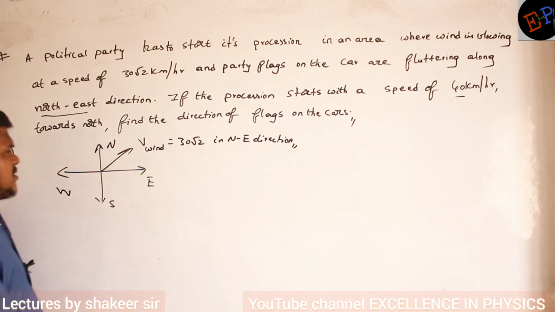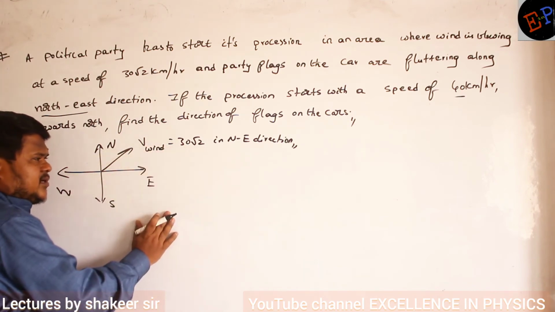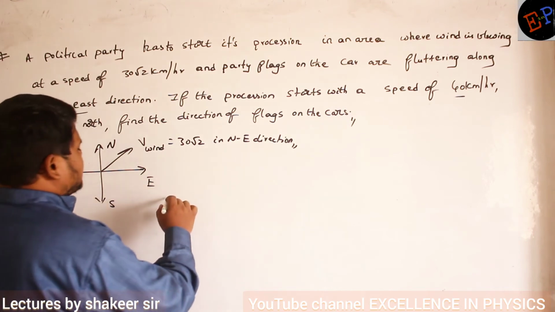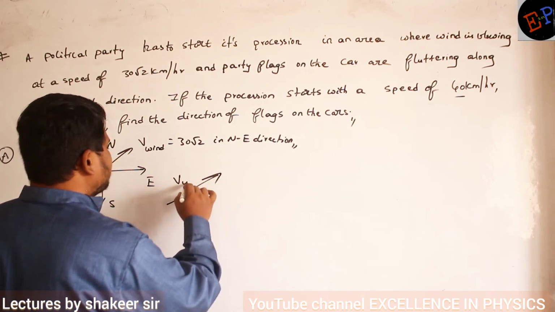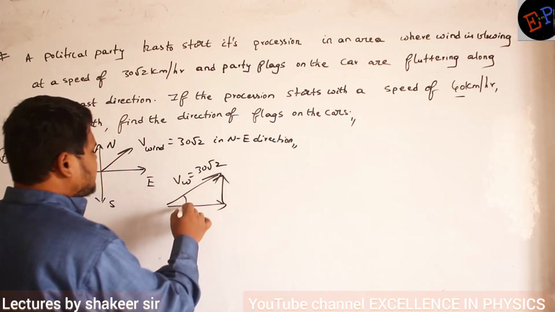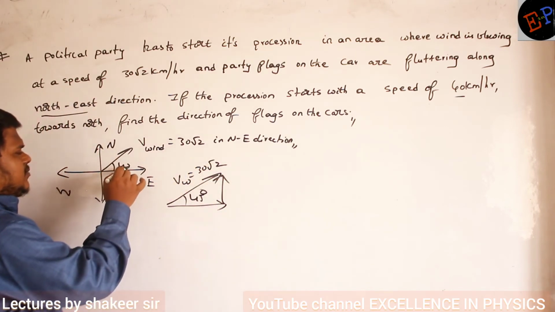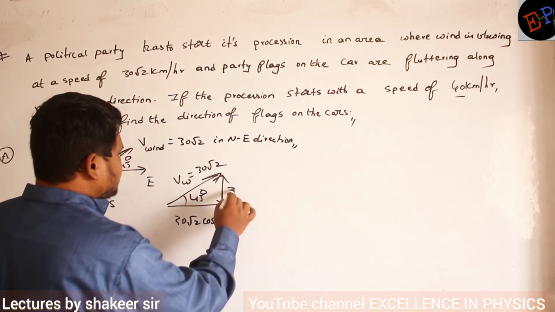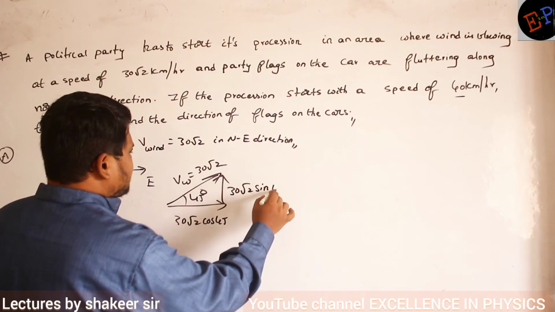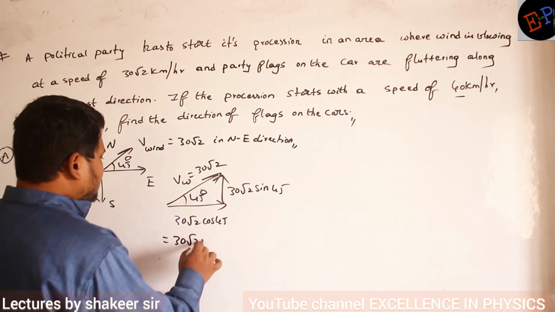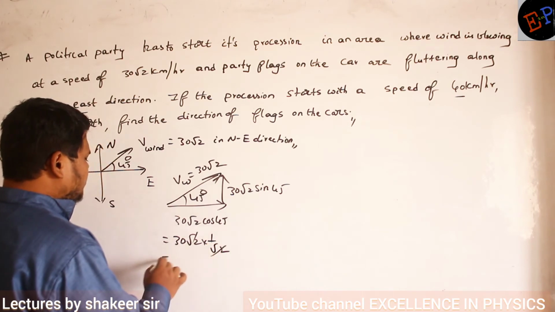Now this velocity of the wind, first of all let us split into two components, so that I can solve this problem with the help of components. Consider this is the velocity of the wind, 30 root 2. Split this into two components. This angle is 45 degrees. So therefore 30 root 2 cos 45, and this is 30 root 2 sin 45. Fine. 30 root 2 cos 45, the value of cos 45 is 1 by root 2, so root 2 gets cancelled.